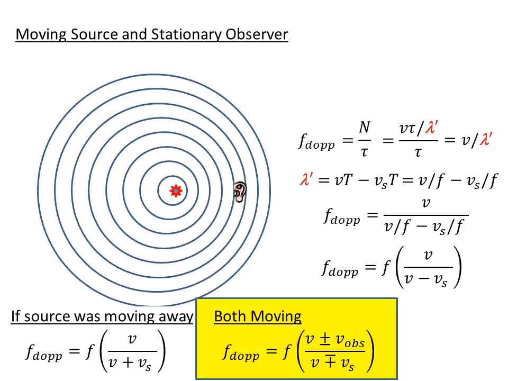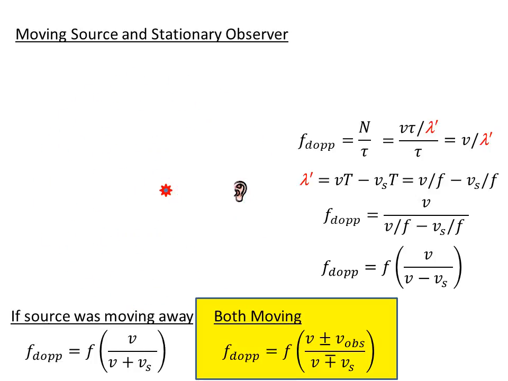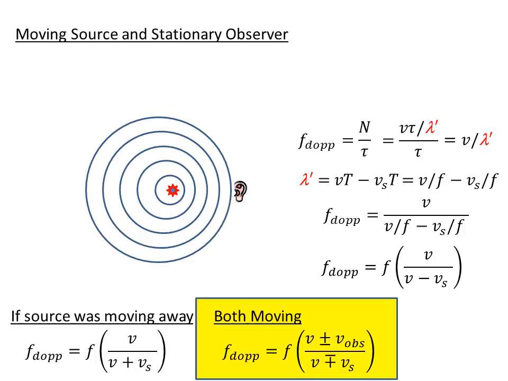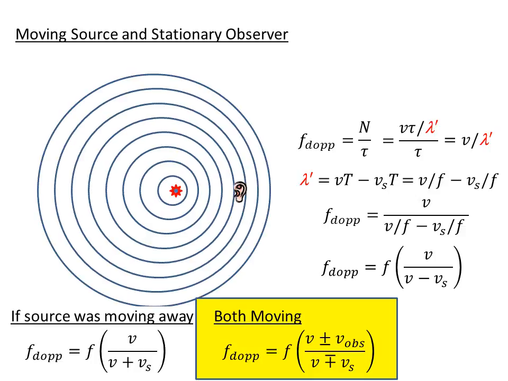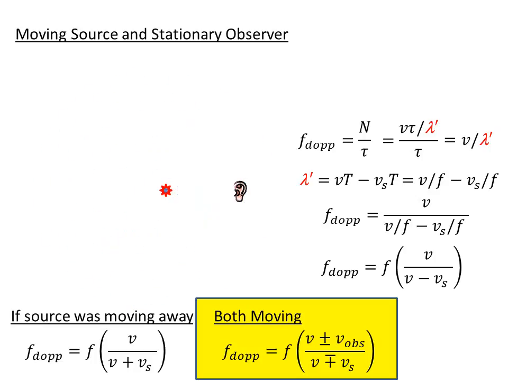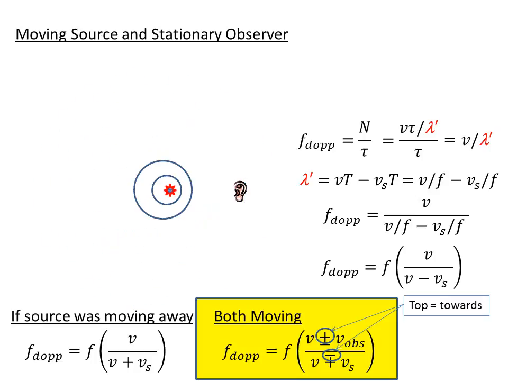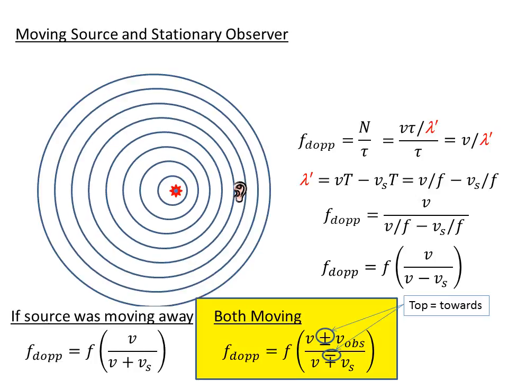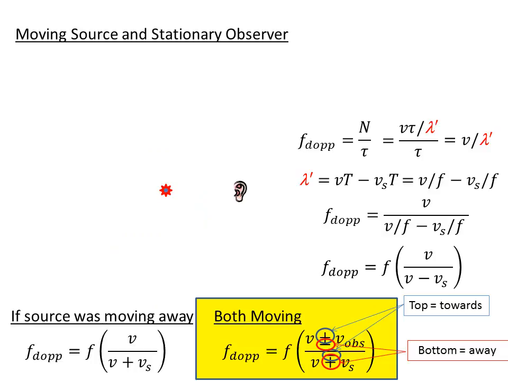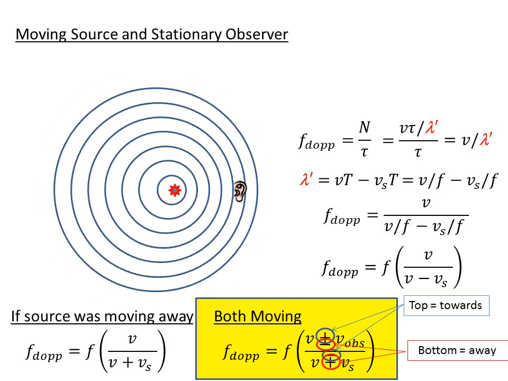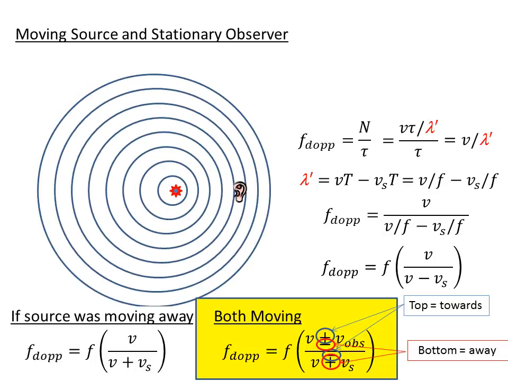If both were moving, we can combine our two results, and then f Doppler is equal to f times v plus or minus v observer, divided by v minus or plus vs. And for these plus or minuses, the top ones indicate that the observer and source are moving towards each other, and the bottom ones indicate that they're moving away from each other.